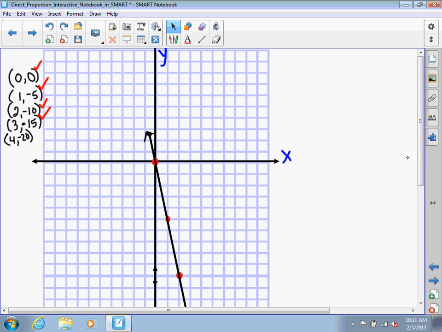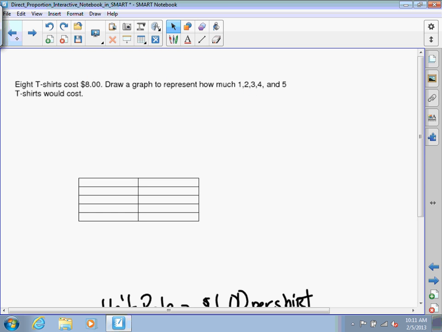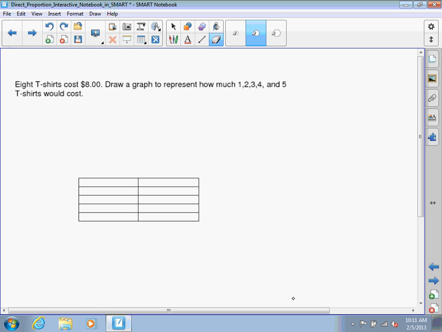All right, the next question is the T-shirt problem. The T-shirt problem, here we go. Everybody have the T-shirt problem? All right, it says 8 T-shirts cost $8. Dollar price represent how much 1, 2, 3, 4, and 5 T-shirts will cost. Highlight it right here. 8 T-shirts cost $8.